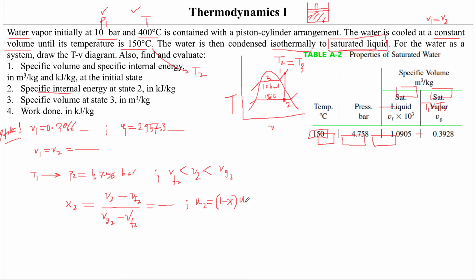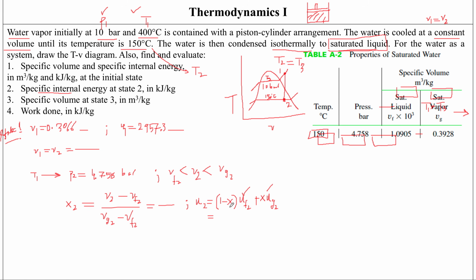multiplied by Uf at 2 plus x into Ug at 2. And again, this information for Uf and Ug is going to be given to me in the table, so I have to read the table in this direction and spot what the values are. Just plug them in.